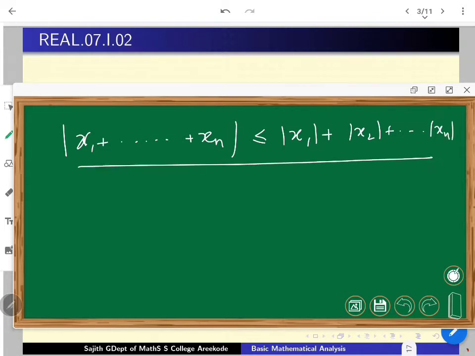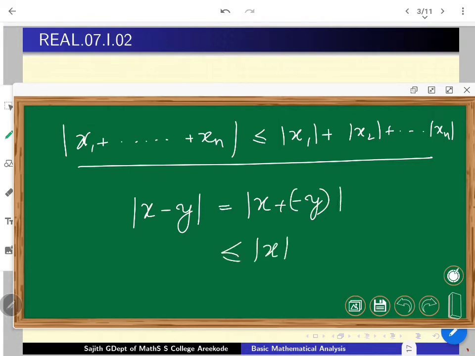So this can be inductively extended. So another property or impact of this inequality, in another fashion: if you are interested in mod x minus y, one can simply write it as x plus minus y inside. Apply the triangle inequality, and you will get mod x plus mod minus y. You have already seen the symmetry and all. So what you are going to get is mod x plus mod y. So this is another consequence of the triangle inequality: mod x minus y is less than or equal to mod x plus mod y.